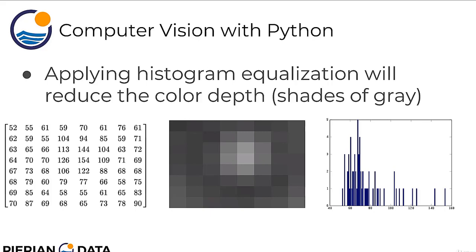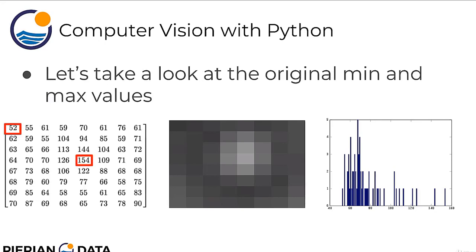What we're going to do is apply histogram equalization, which is going to reduce the color depth. What we mean by reducing the color depth is you're actually reducing the shades of gray. Or if you're working with a particular color channel, then you're reducing the number of in-between colors between 0 and 255. So again, take a look at the original minimum and maximum values in this array. I've highlighted them here for you. Currently, the minimum value is 52, and the maximum value is 154.